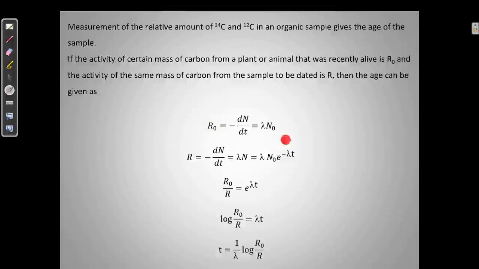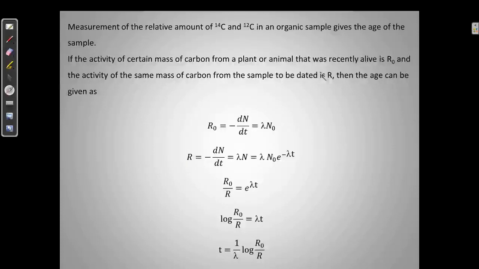R0 is equal to lambda n0. Actually R0 is equal to lambda into n0 into e raised to minus lambda t, but here t is equal to 0. This is actually t0. In the case of the alive substance, t0 is 0, so we are measuring currently. Currently, what is the amount of radioactive substance in the plant, that we are measuring. That is, at time t equal to 0, the activity is represented by R0. So we have only lambda n0.